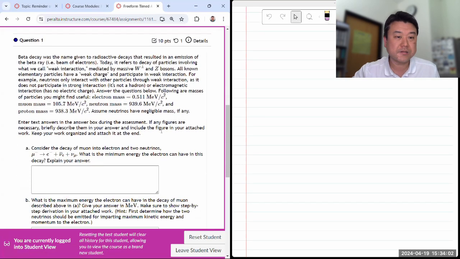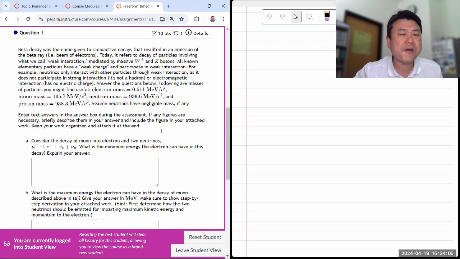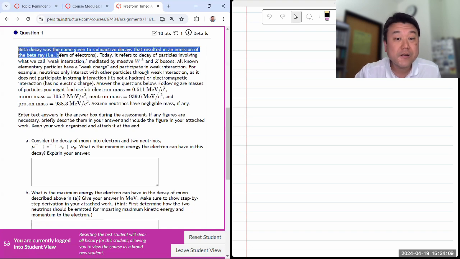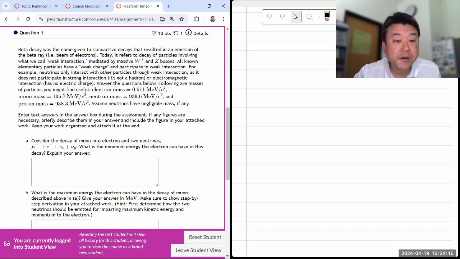Beta decay was the name given to radioactivity. Have I mentioned the beta decays yet? If not, those details don't matter. What matters is that, for an example, following are the masses of particles you might need. Okay, we are given some masses, and also okay, enter text entry. All right. Consider the decay of a muon into an electron and two neutrinos. What is the minimum energy the electron can have in this decay?